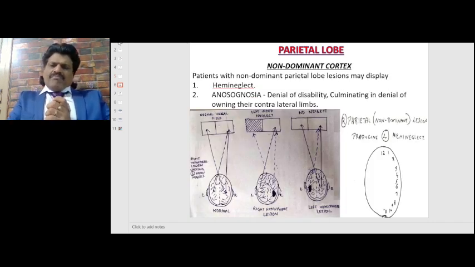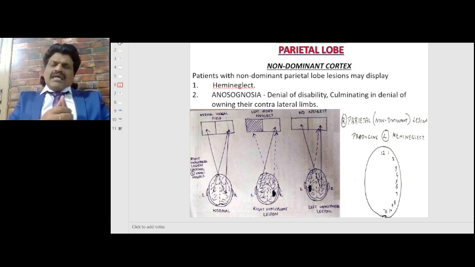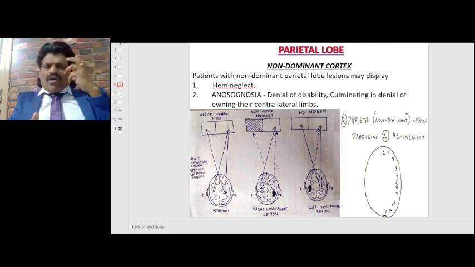One of the very important functions of the parietal lobe, especially the non-dominant cortex, is spatial orientation. The right parietal lobe, that is the non-dominant cortex, produces left hemi neglect, whereas the left parietal lobe, the dominant cortex, does not usually produce a right hemi neglect. Why does only the right parietal lobe produce hemi neglect on the opposite side, and why does the dominant cortex not produce hemi neglect on the opposite side?